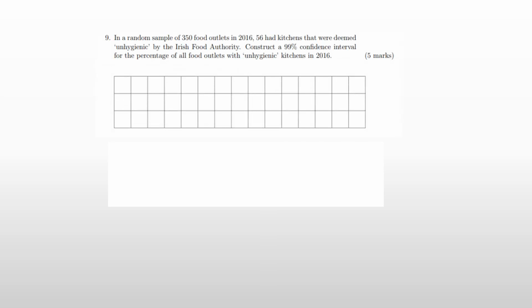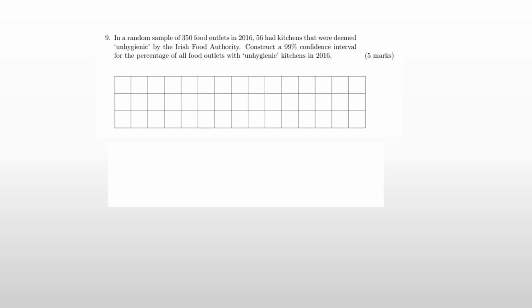So let's look at a more complicated problem. Here you have, in a random sample of 350 food outlets in 2016, 56 of those had kitchens that were deemed unhygienic by the Irish Food Authority. Construct a 99% confidence interval for the percentage of all food outlets with unhygienic kitchens in 2016.